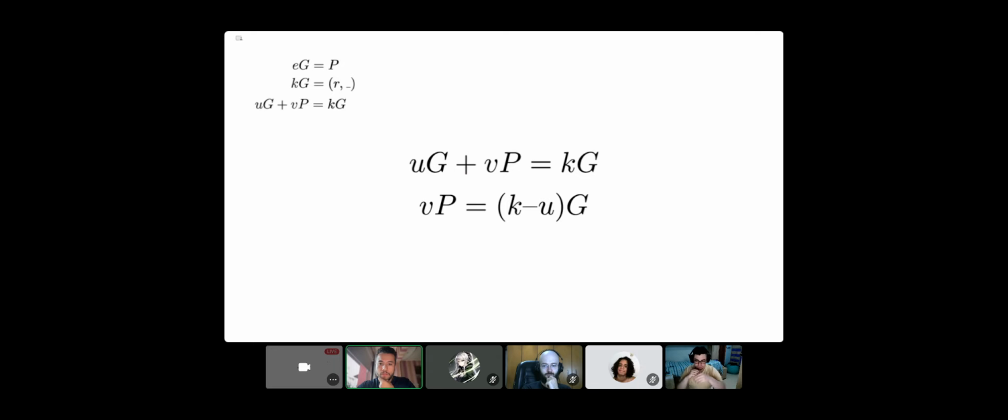So there is nothing special. Here I'm taking UG and subtracting on both sides. And here I'm, how do I say this in English? I'm putting this together. I'm putting G in evidence, extracting G out as a common thing between K and U. That's fine.